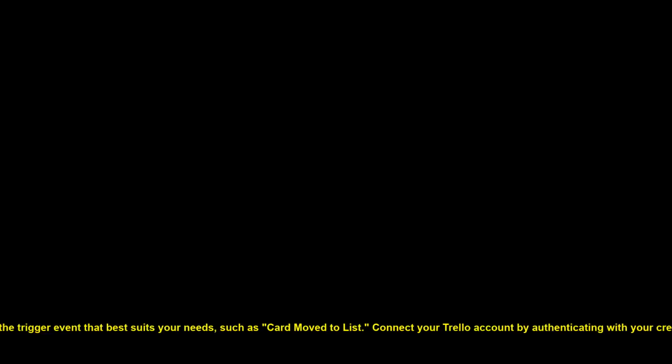Create a new automation workflow. Select Trello as your trigger app. Choose the trigger event that best suits your needs, such as card moved to list. Connect your Trello account by authenticating with your credentials. Select the specific board where the trigger event will occur.